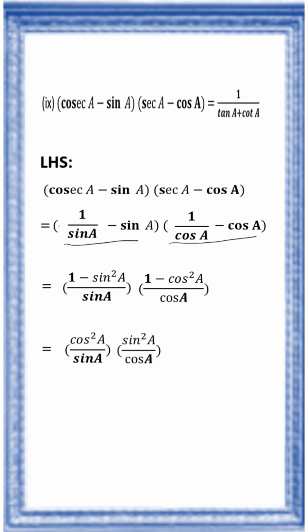Now let us multiply these two. Observe here you can cancel this sin A and this one and this one. So now you have cos A into sin A or sin A into cos A. That would be equation number 1.